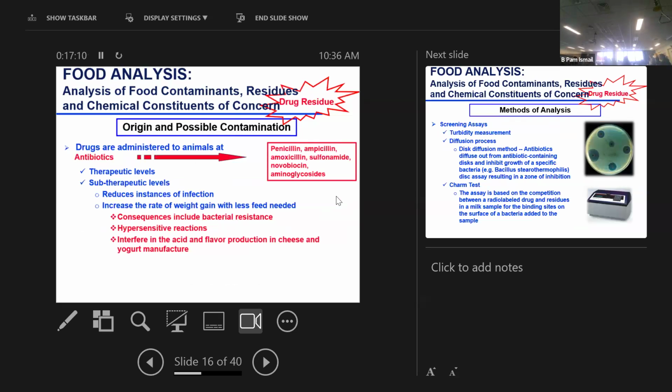Drug residues, antibiotics. So penicillin, amoxicillin, a lot of people have allergies to these antibiotics, so they shouldn't be in food.